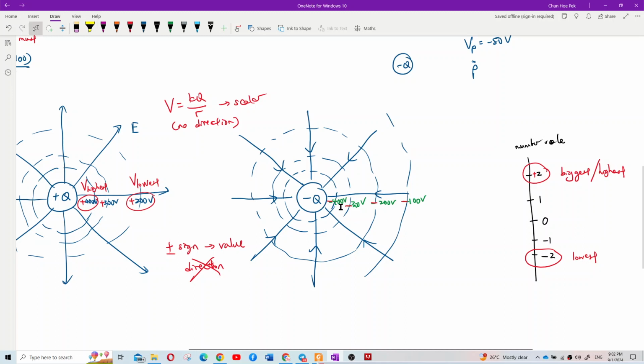Takkan matematik kamu pun tak tahu. Which one has the highest potential? Highest V. Negatif 100. Ya, betul. Negative 100. Highest potential.